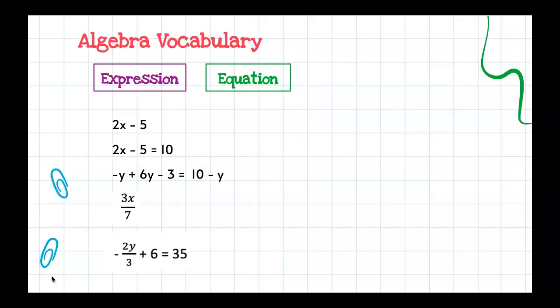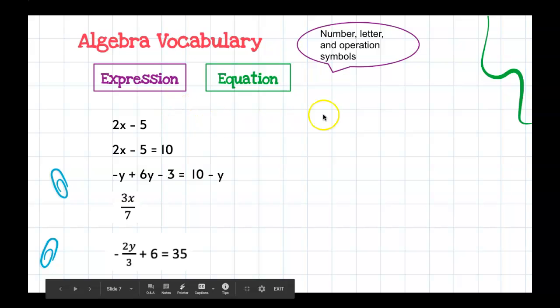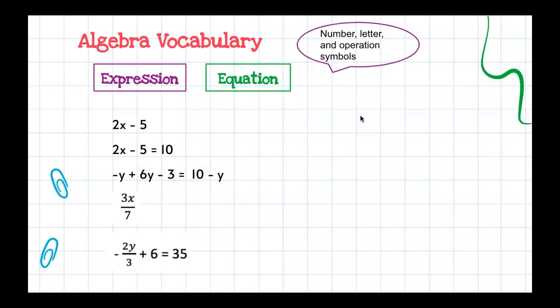Okay, so for the first set of math words, we have expression and equation. As you can see, it is color-coded. An expression consists of numbers, letters, and operation symbols, and it is usually separated by the operational symbols, such as plus and minus, or addition and subtraction. And then an equation is made up of two expressions, the expressions that I just explained to you, connected by an equal symbol.